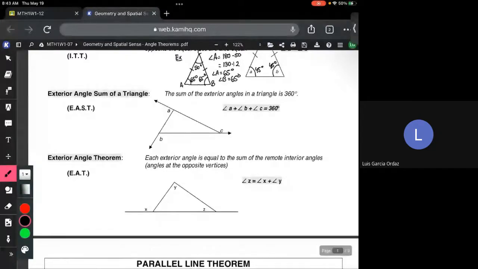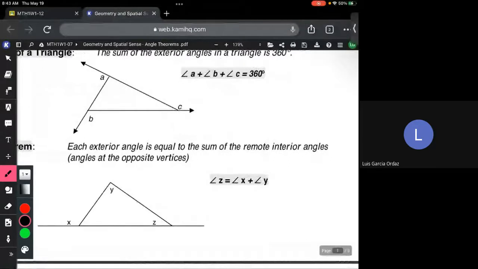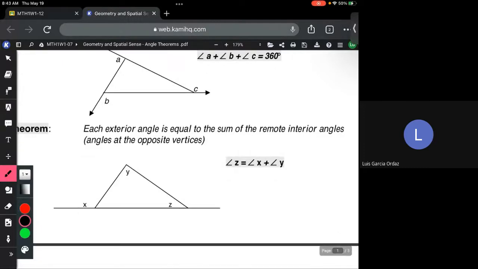So the last thing is each exterior angle is equal to the sum of the remote interior angles. So angle Z, which is this guy over here, is equal to angle X plus angle Y.